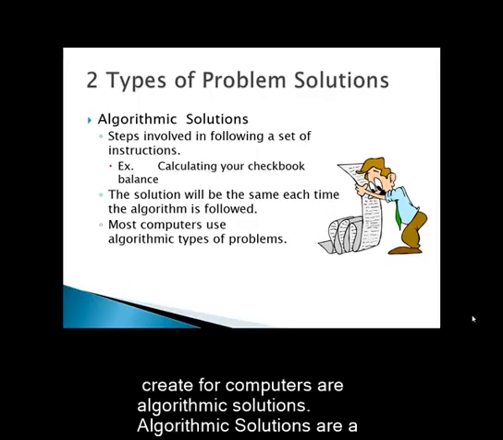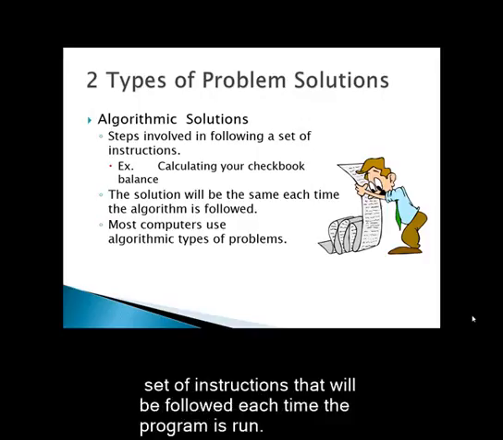The first one is algorithmic solutions, so we turn the problem into an algorithm. When we have a problem, we need to translate that problem into steps on how to solve it. The first thing to solve this problem is A, then next B, next C, next D, and so forth. So we have the steps. These steps involve a set of instructions that we can translate into computer code.